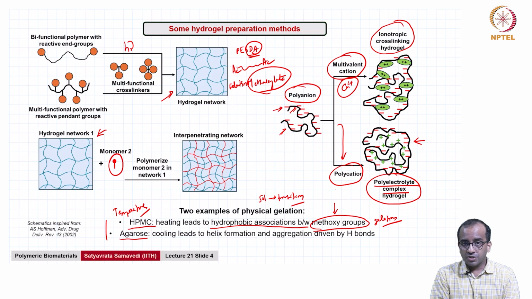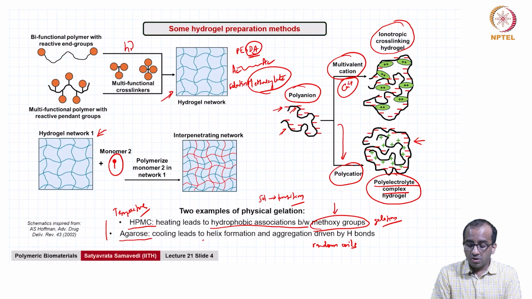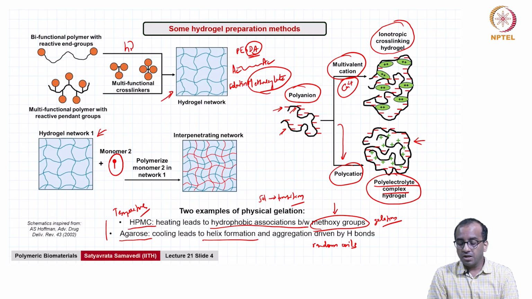In agarose, it is sort of the opposite. What you will see is once you have heated the agarose solution, it becomes a sol, and in that heated state, the agarose exists as random coils, and as you cool down, hydrogen bonds start stabilizing the chains, leading to what you would call a double helix formation, which leads to aggregation of these different units leading to gelation.